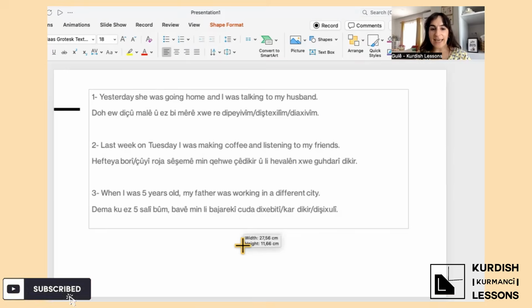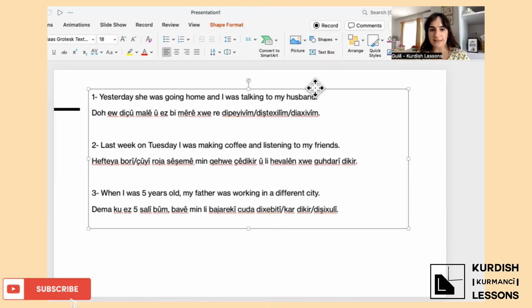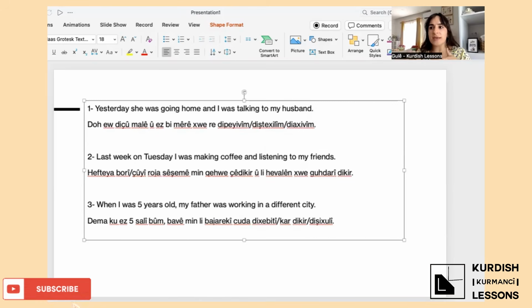So if you have any questions about these 3 examples, you can write me in the comments. And if you write your own sentences, like about your last week, your childhood, I was doing this, I was working there, I was going, etc. If you write in the comment section, I will happily answer them, check them actually.